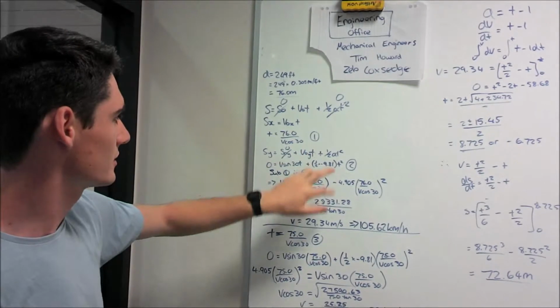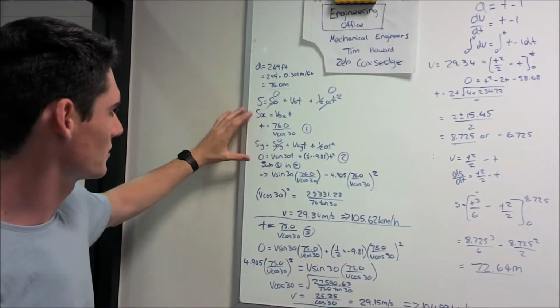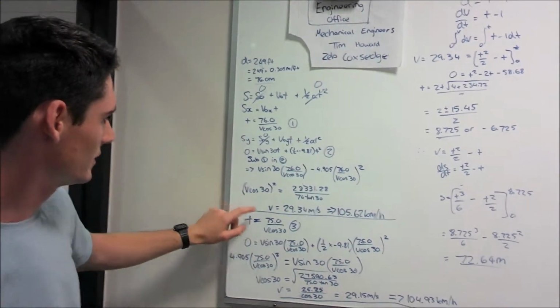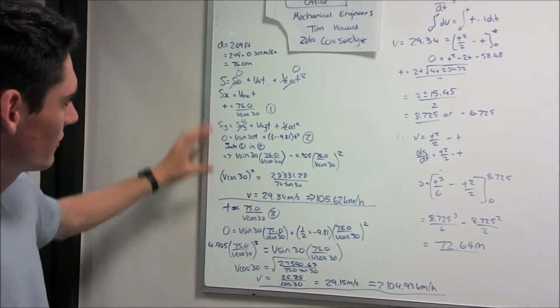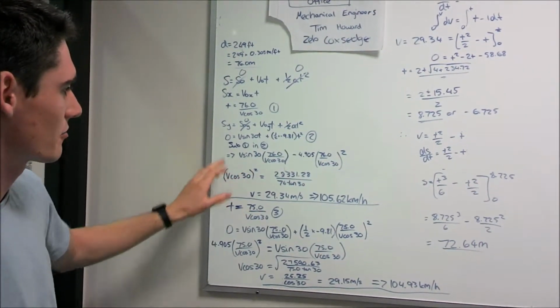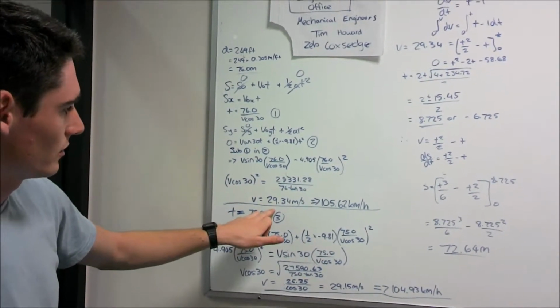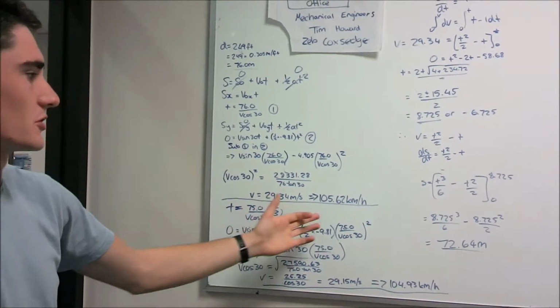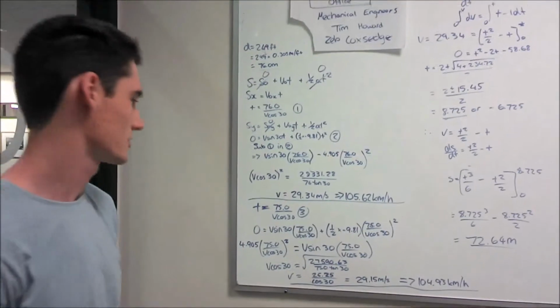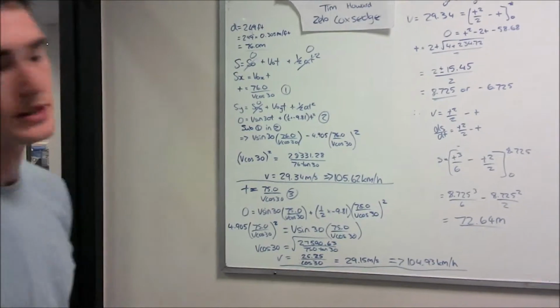So we simultaneously solve that in its x and y components to give us our v value. We solve that in terms of v, keeping that throughout, and it gives us 29.34 meters per second, which equates to 105.62 kilometers an hour. Now that's the ideal speed.